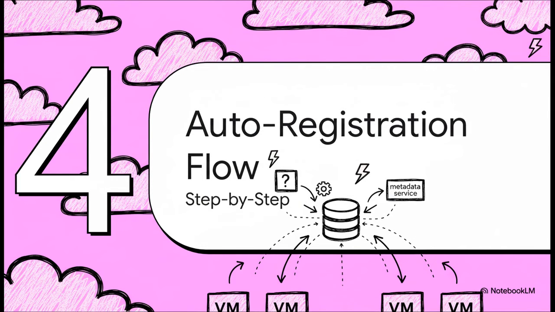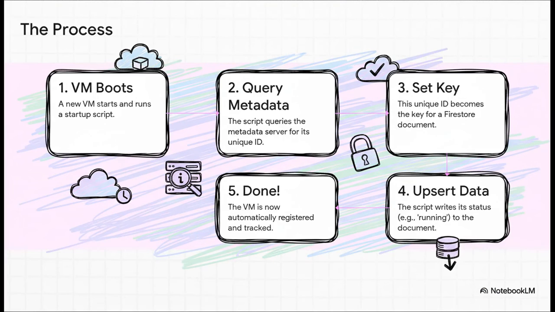All right, let's put it all together now. We've got all the pieces, so let's actually see the machine in action. I'm going to walk you through the entire auto-registration flow step by step. Here we go. First, a new VM boots up and immediately runs a startup script. Second, that script pings the metadata server to get its unique ID. Third, it uses that ID as the key for its document in our database. Fourth, it performs that magic upsert we talked about, writing its status as, say, running along with the timestamp. And finally, that's it. The VM is now officially registered and tracked in our central database. And the best part? This entire dance happens automatically for every single VM you launch with zero human intervention.